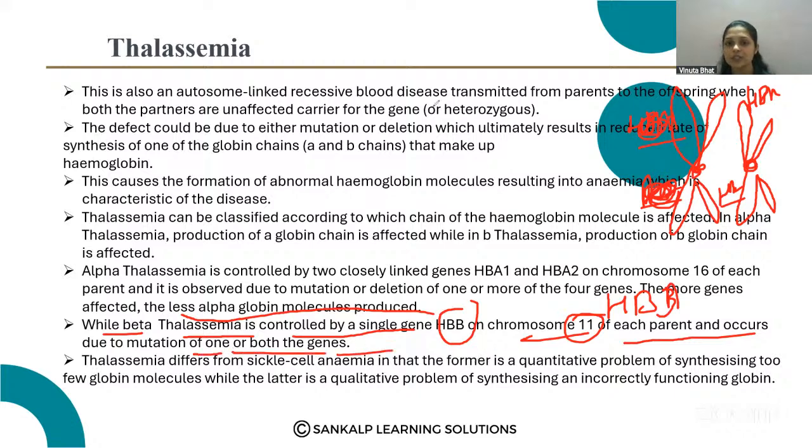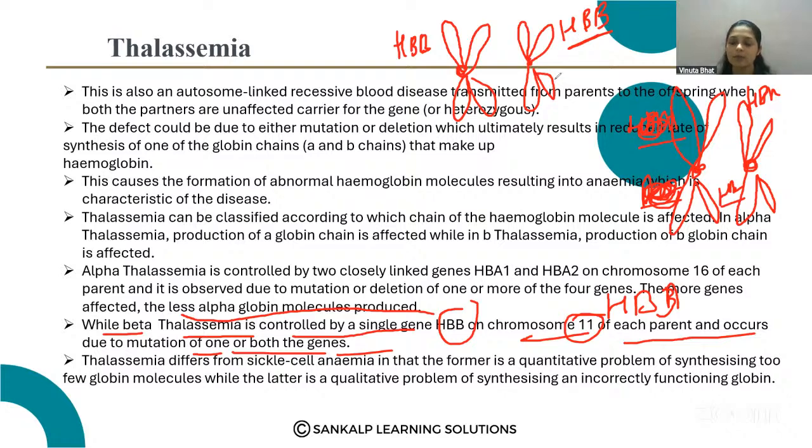or both the genes. Here the beta globin chain, the HBB gene, okay, HBB, here also only one gene, HBB gene. So if one or both of this HBB gene are deleted or undergo the mutation, then this disease occurs. Thalassemia differs from sickle cell anemia.